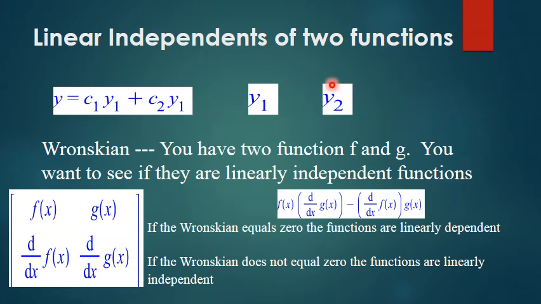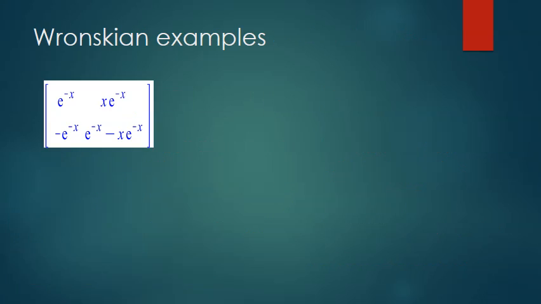You'd have to do some trick to make sure that one of them was independent of the other. And so to find linear independence, the Wronskian does not equal 0. So let's do a few examples of determining if functions are independent.